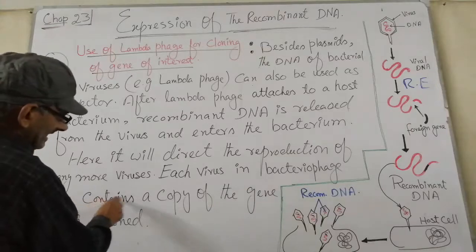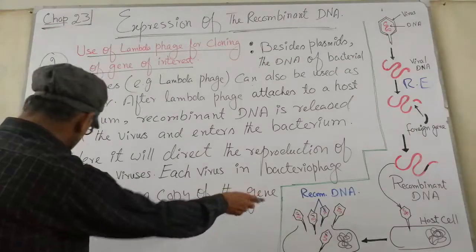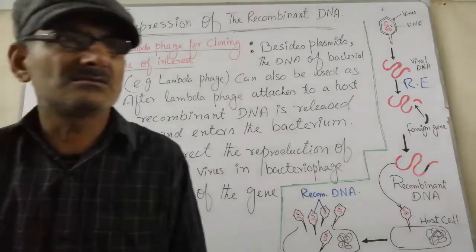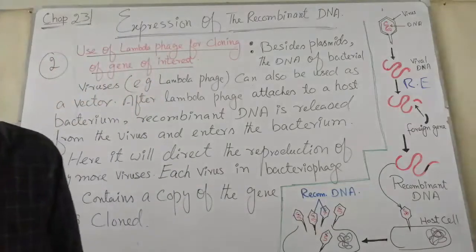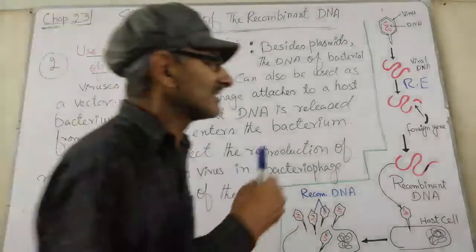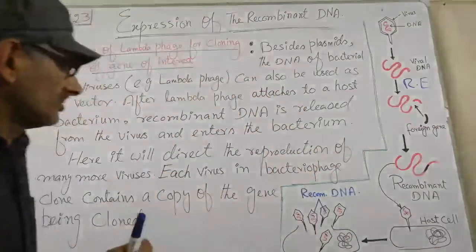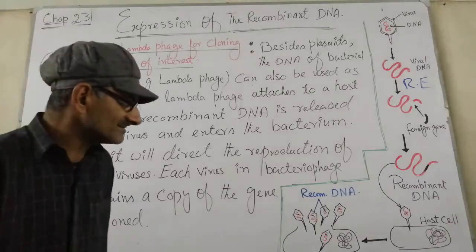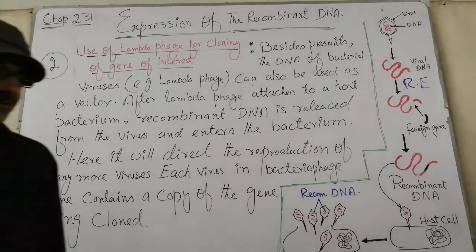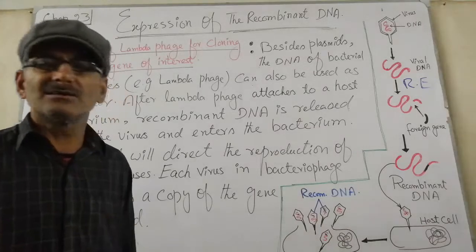bacteriophage clone contains a copy of the gene of interest being cloned. In every bacteriophage, there is the gene of interest present along with the viral DNA. And so this gene of interest can be isolated from these viruses and can be used for further processes.